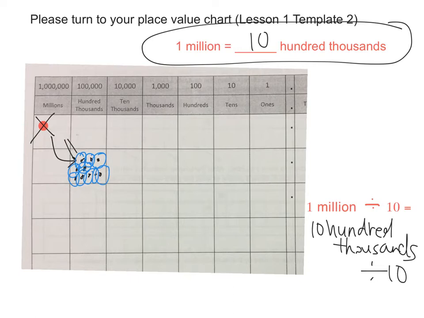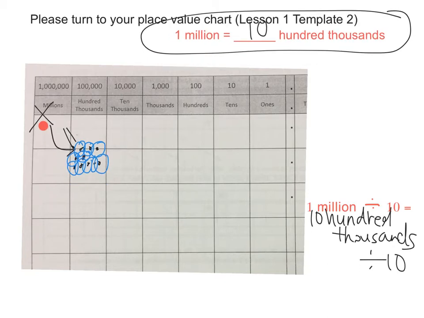Talk to your table group. Some of you are saying yes, some of you are saying no. Convince each other. If 1 million divided by 10 is the same thing as 10 hundred thousands divided by 10, what is 10 hundred thousands divided by 10?